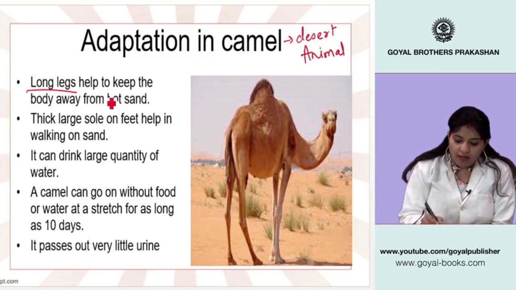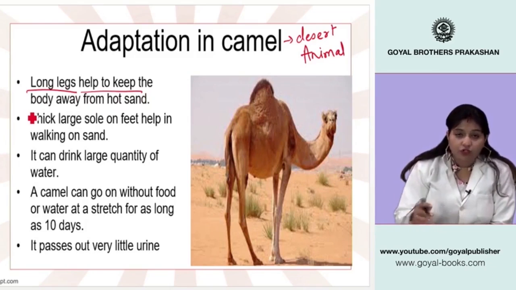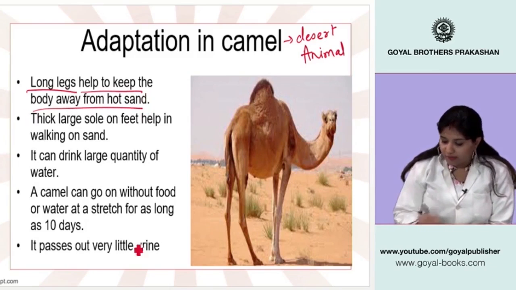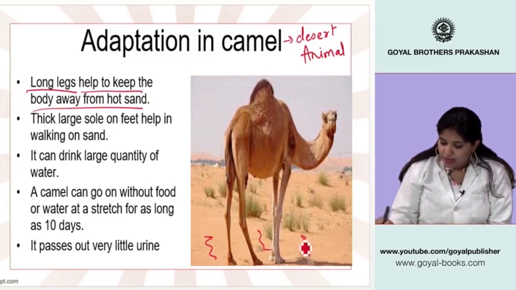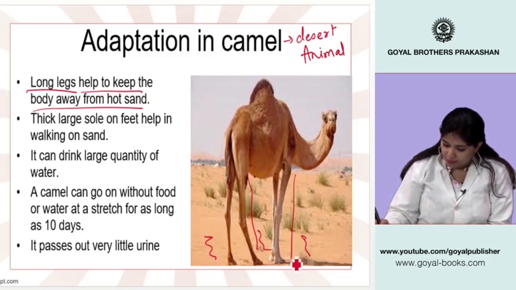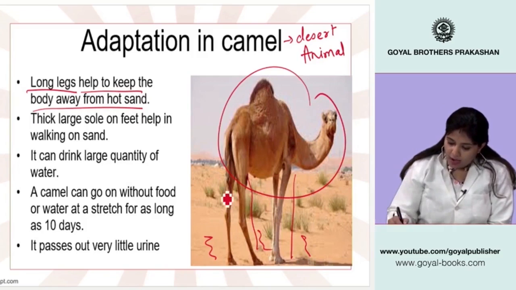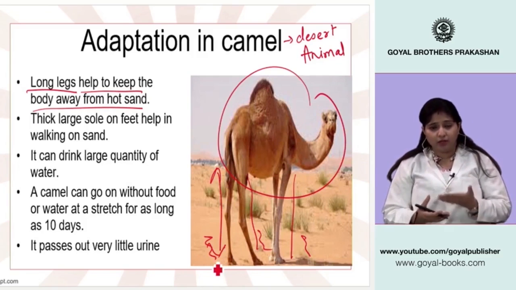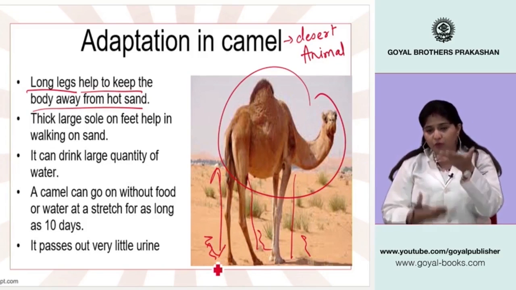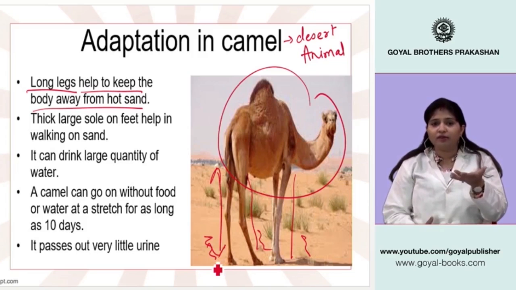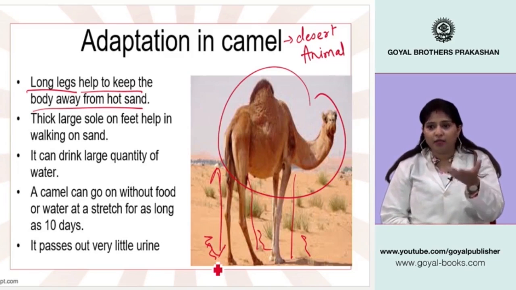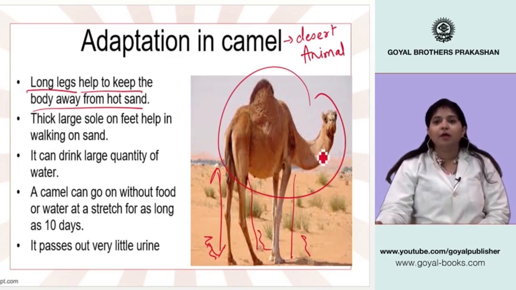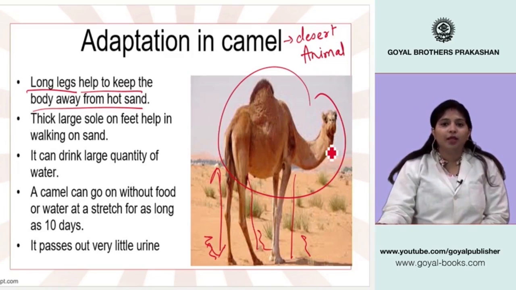First of all, it has long legs which help to keep the body away from the hot sand. So this is the hot sand, and it has long legs, as you can see, to keep the body away from the hot sand. The longer the legs, the more distance it can maintain between the hot sand and the body. So this will help the body to remain cooler as compared to the sand.